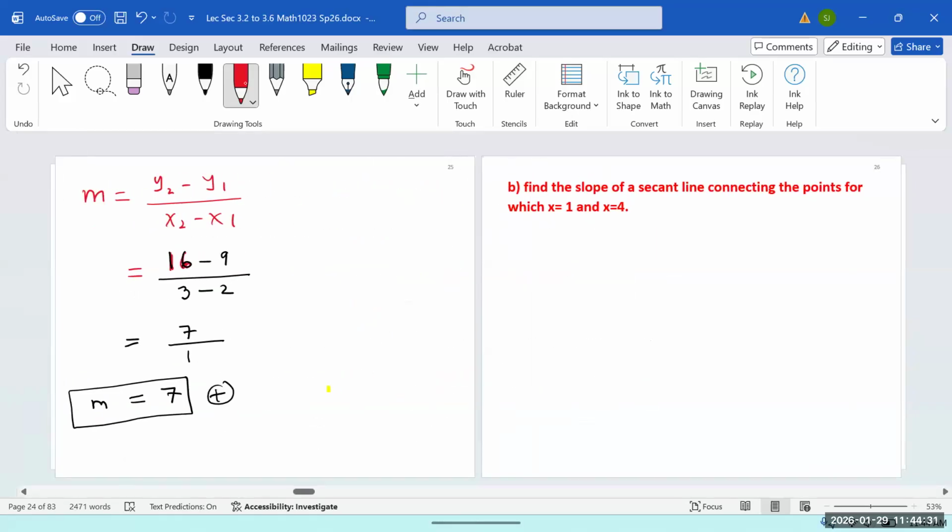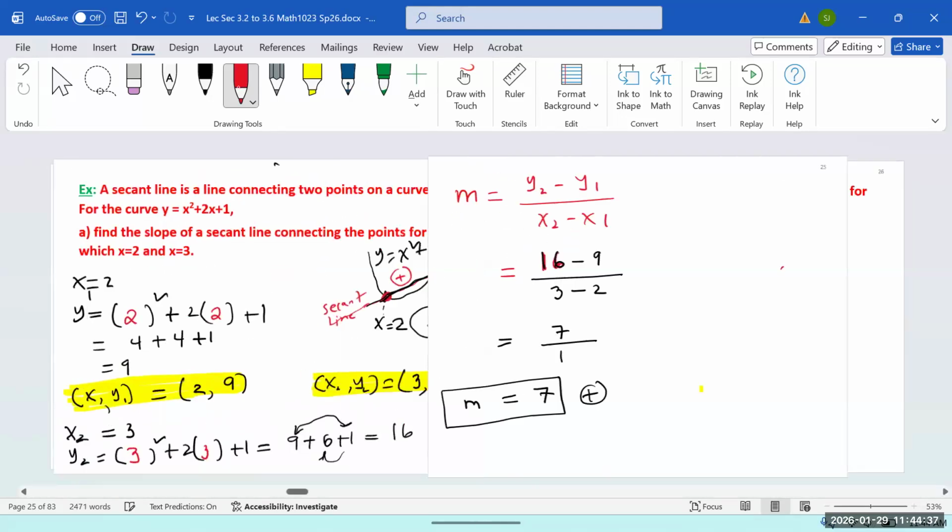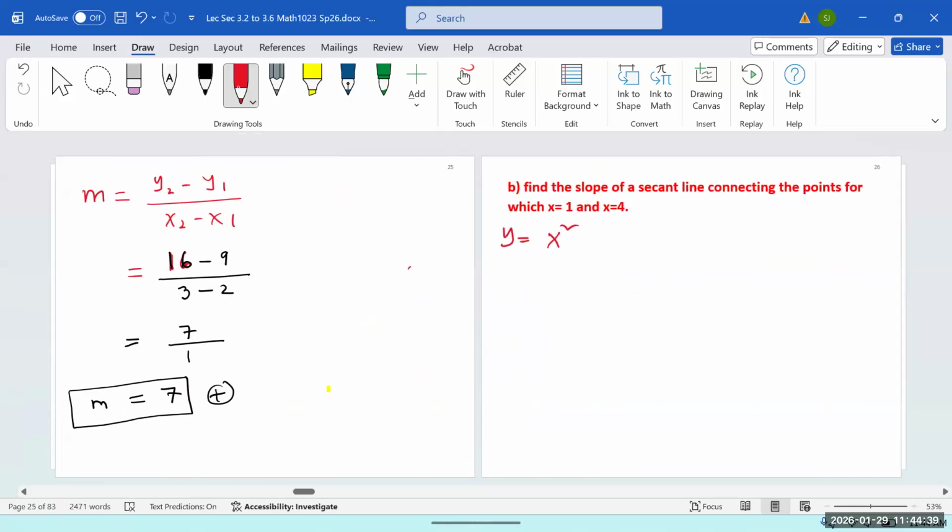Okay, you try one. Same parabola, y equals x squared plus 2x plus 1. Now find the slope between x equals 1 to x equals 4. What would be the slope?